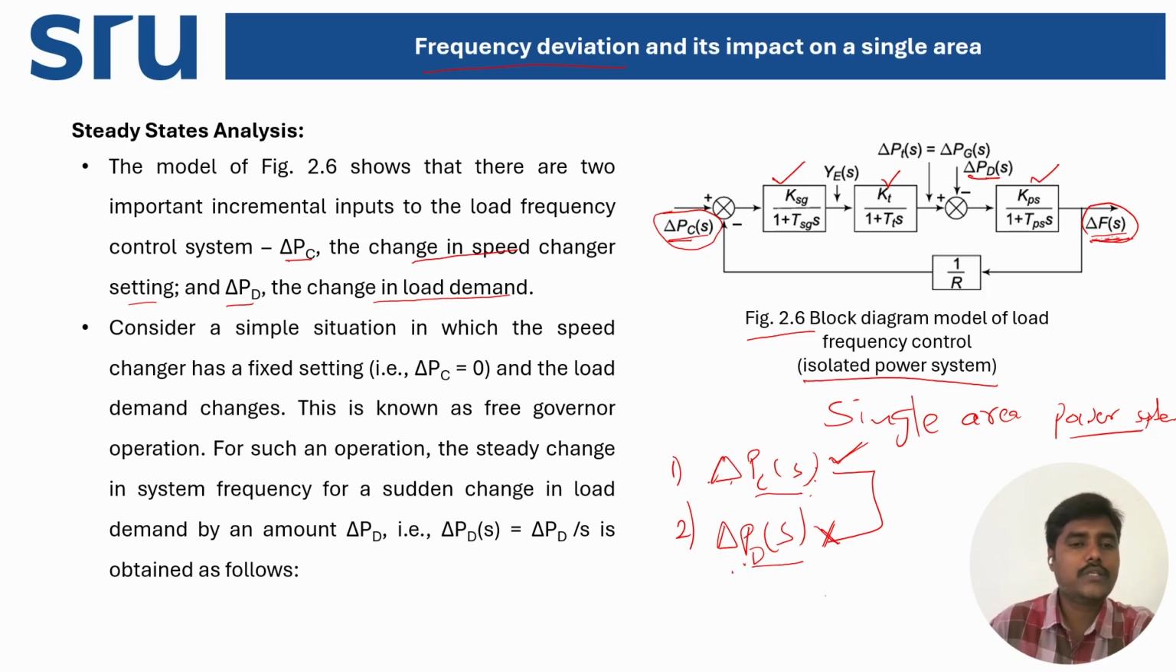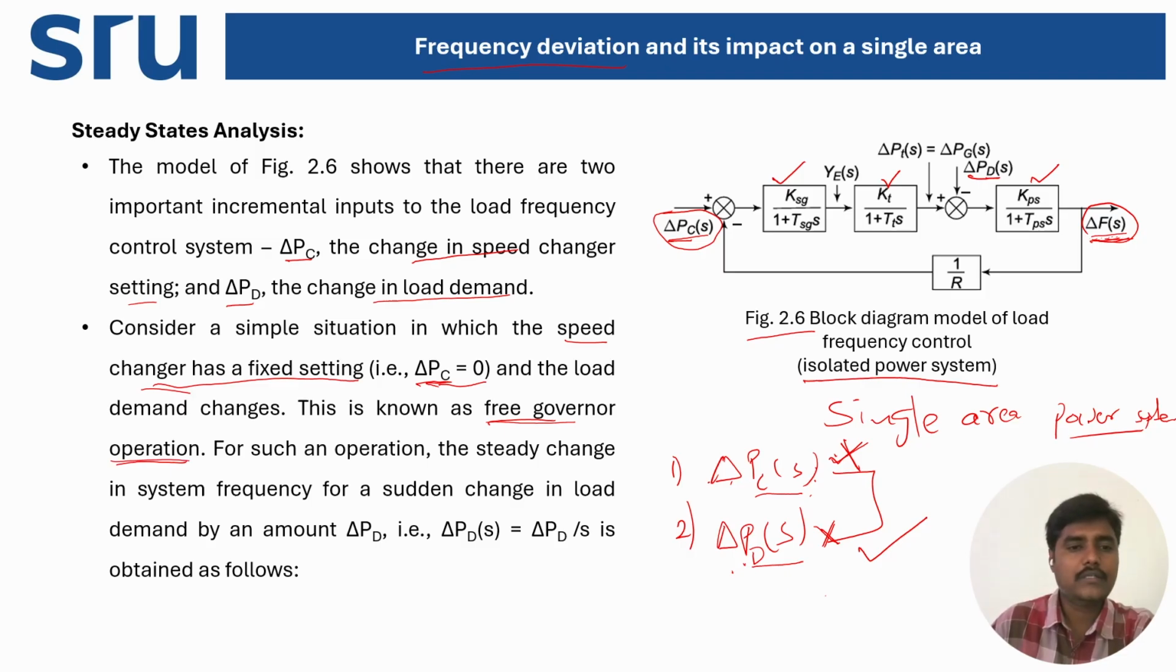Now consider the situation in which the speed changer has a fixed setting. That means there is no change in delta Pc, no change in the command power Pc. So now we are going to deactivate delta Pc of S, neglect it, and consider delta Pd of S. This kind of operation is called free governor operation, because we are not going to incorporate any change with the help of the speed changer. That's why it is called free governor operation.